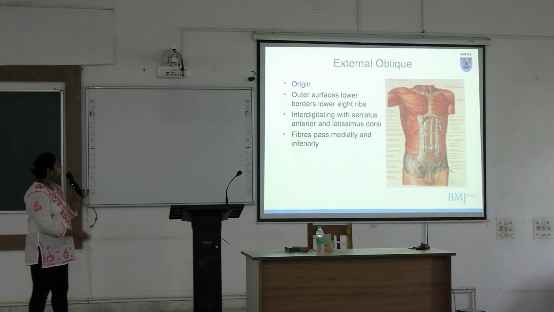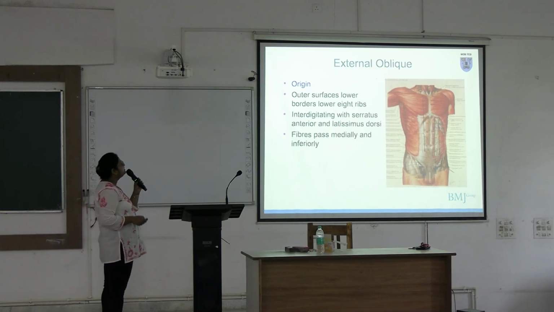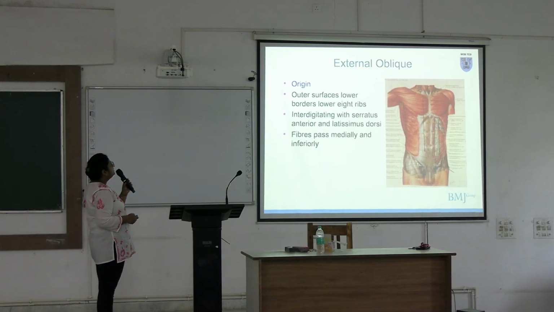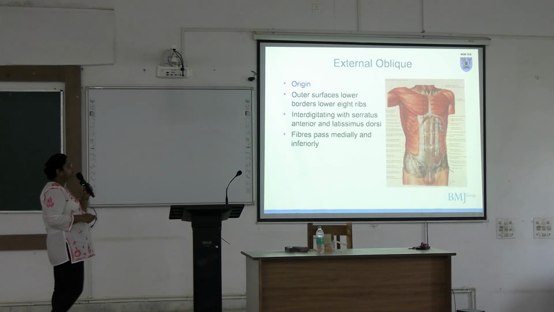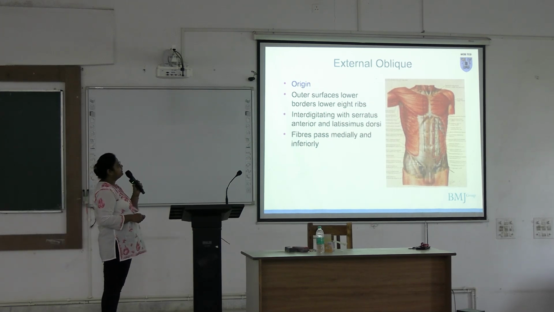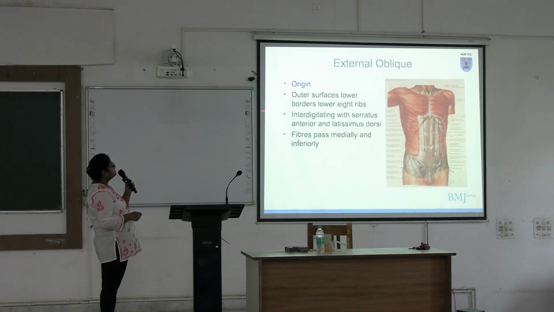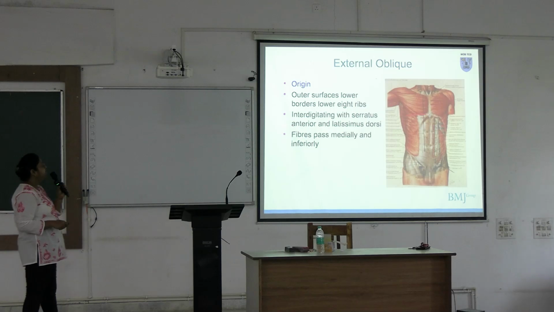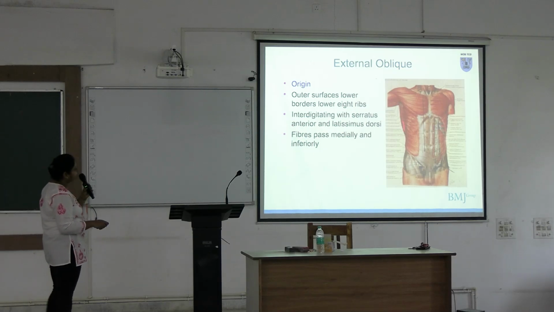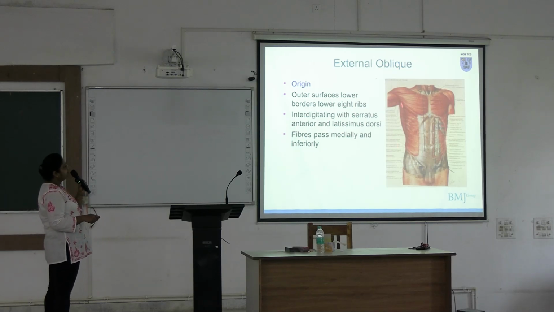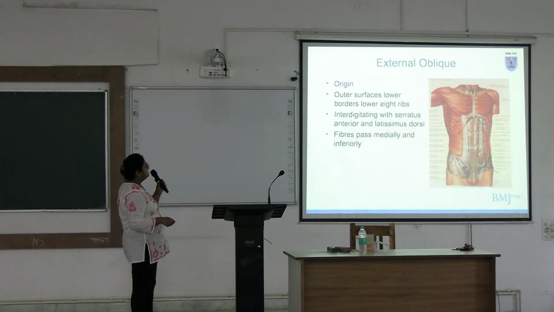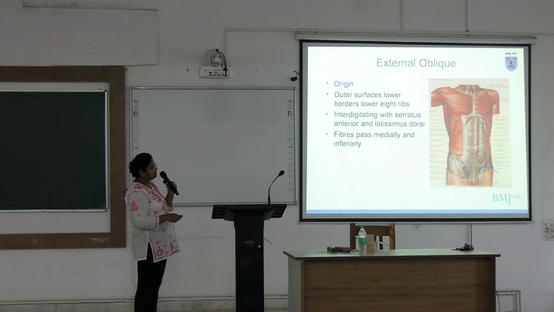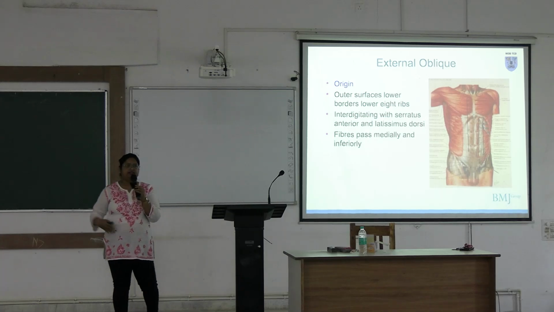So first we will go through the external oblique muscle. Its origin is from the outer surfaces and lower borders of the lower 8 ribs. Here is the origin of the muscle, external oblique, and it is interdigitating with the serratus anterior. Here is the serratus anterior and the latissimus dorsi, and the fibers pass medially and inferiorly. You can see the fiber direction like putting your hand in the pocket.